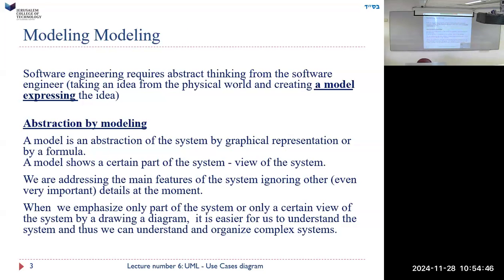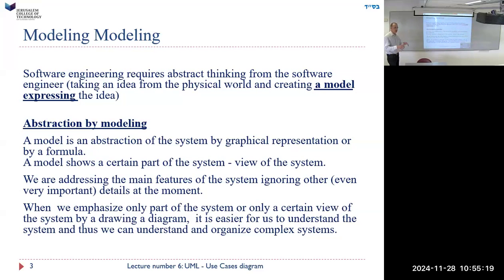So modeling. Software engineering requires abstract thinking from the software engineer. Why abstract thinking? Because you have to take an idea from the physical world and create a model to express the idea. In other words, if I see a pair of glasses, glasses is a physical thing. If I have the word glasses, and I try to model what a pair of glasses is, and show the uses of it, that's taking something concrete and making it abstract. So that's what you have to do also in computing.